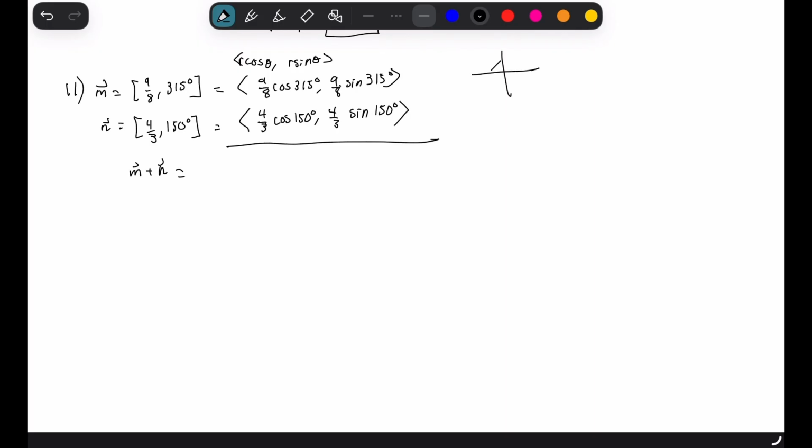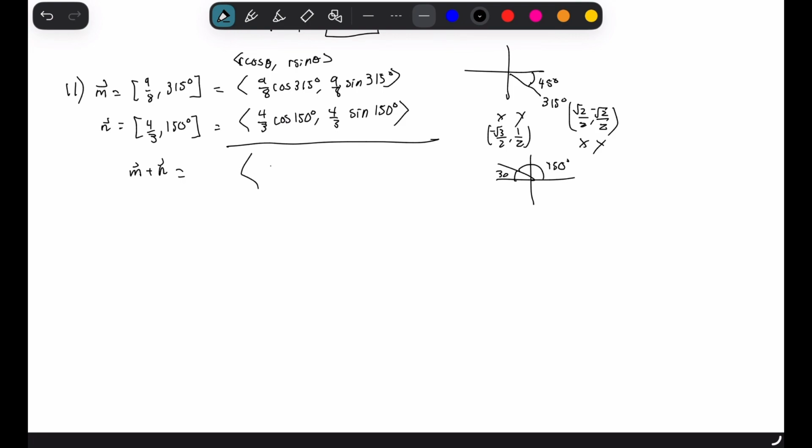So for 315 degrees, that is going to be when you are 45 degrees away. And you're going to be at root 2 over 2, root 2 over 2, and then you're going to have a negative y. So that's your x and y. What about for 150 degrees? You have 150 degrees like this, and then you're going to have root 3 over 2, 1/2 with a negative x for your x and y.